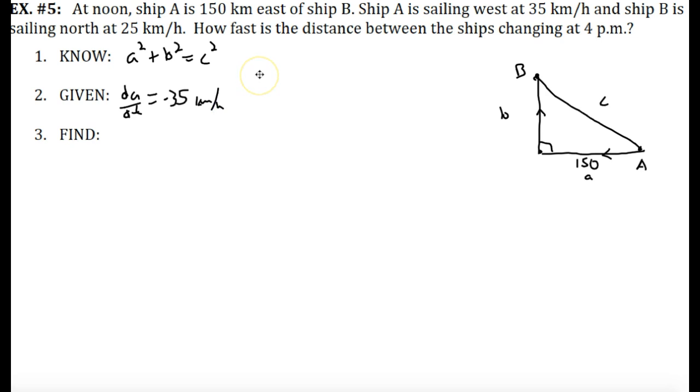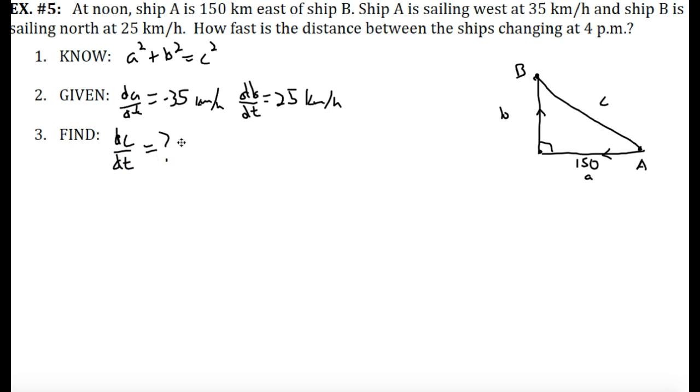My handwriting is struggling a little bit here. And I know that this rate is increasing, so I know that my dB/dt is going to be a positive 25 kilometers per hour. Now, we want to figure out the rate at which the distance between the ships is changing at 4 p.m. So my goal is to find dC/dt.